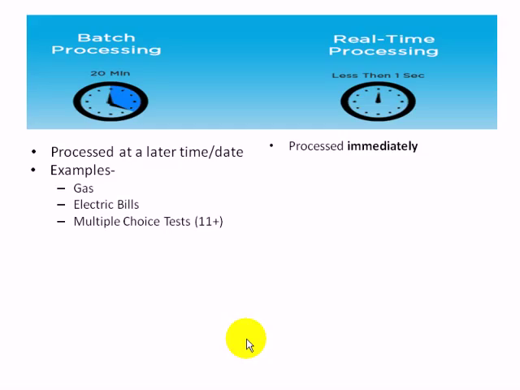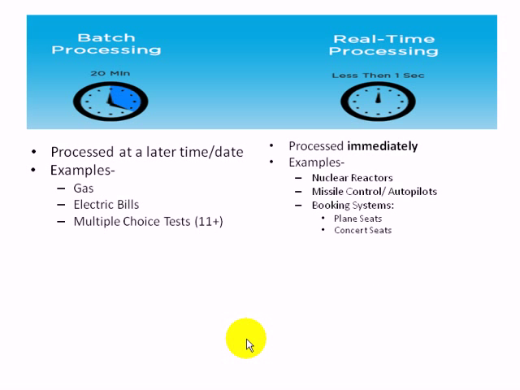No seconds can be spared. So if you're looking at disaster systems such as nuclear reactors or missile control systems or autopilots, you cannot wait 1 second. 1 second could be the difference between a disaster and the system being okay. Also, whenever you're looking at booking systems, you don't want somebody else booking the same seat as you at the same time. So this is what's known as a real-time transaction processing system. Also the same with concert seats and so on and so forth.